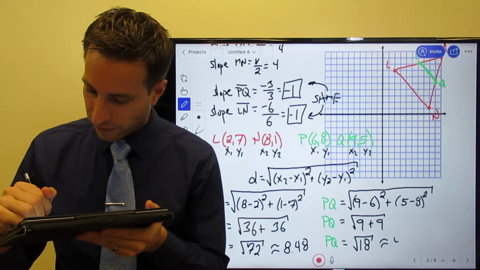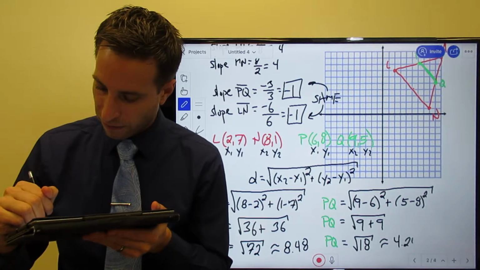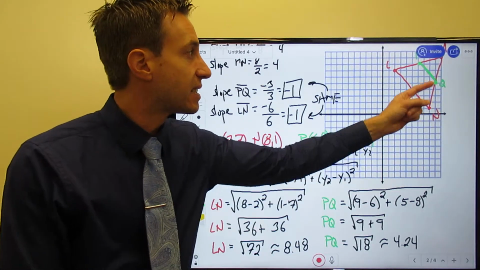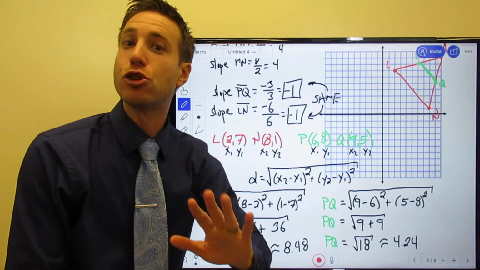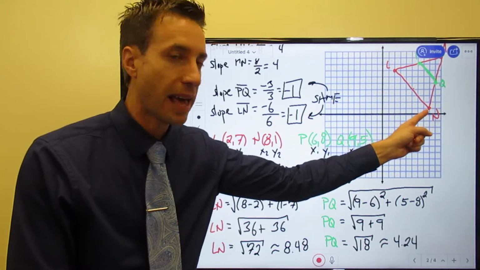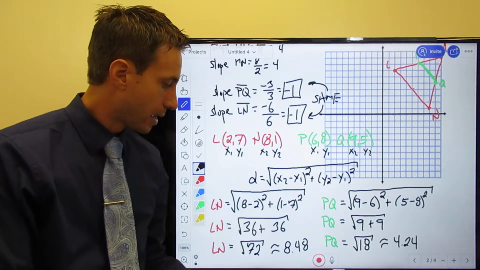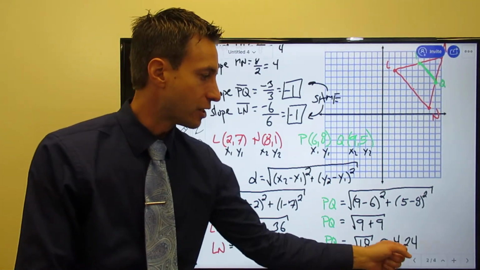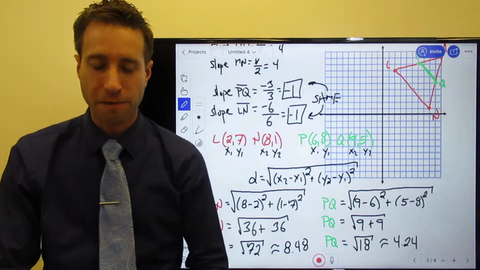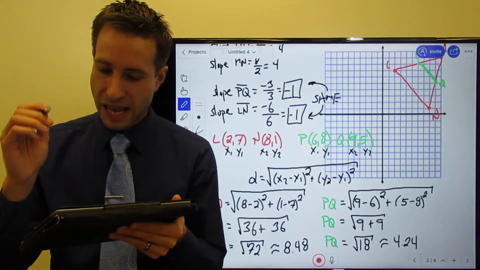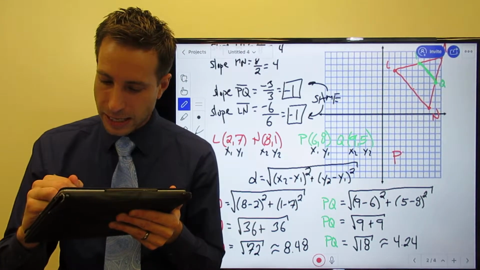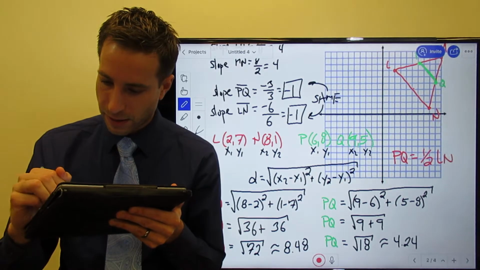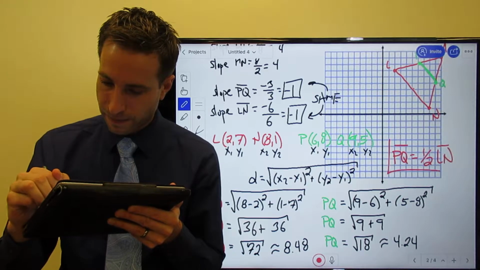The square root of 18 is 4.24. Now again, remember the question is this. The property says that PQ, the midsegment, should be half the length of LN. Is it? Well, 8.48, divide it by 2, and sure enough, you get 4.24. And so yes, PQ is 1/2 the length of LN.